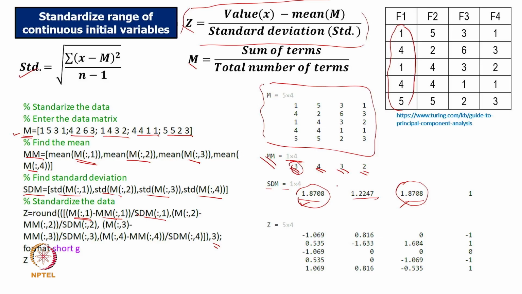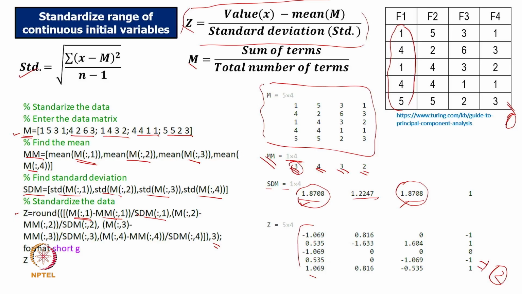Now, once that is done, as I mentioned here the Z, then here we are finding the normalized matrix. So, instead of the top matrix, which is matrix 1, we are finding matrix 2. Now, you can see there is a huge variation, right. Here the values are minus 1.067, then 0.535, then minus 1.067, then 0.535, 1.0769.